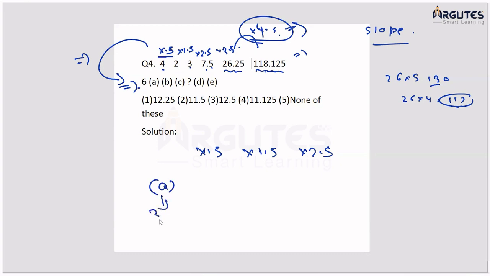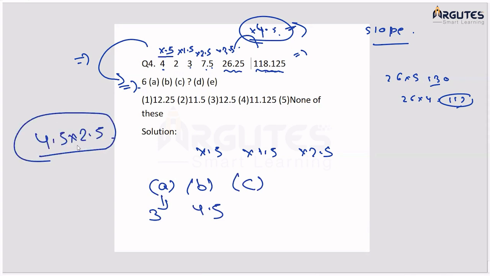A will be your 3. Now B, 3 into 1.5, so 3 into 1.5 is 4.5. Now C, 4.5 into 2.5. So how do we calculate it? There are two methods to calculate it.